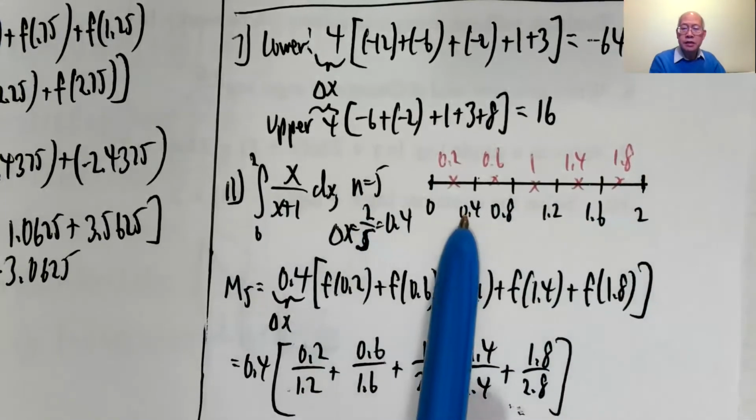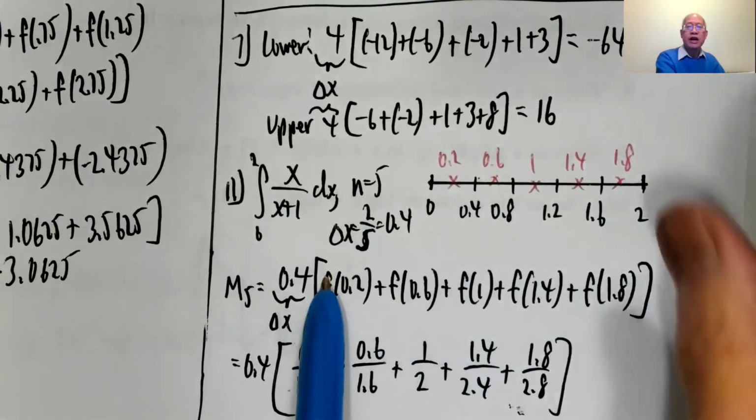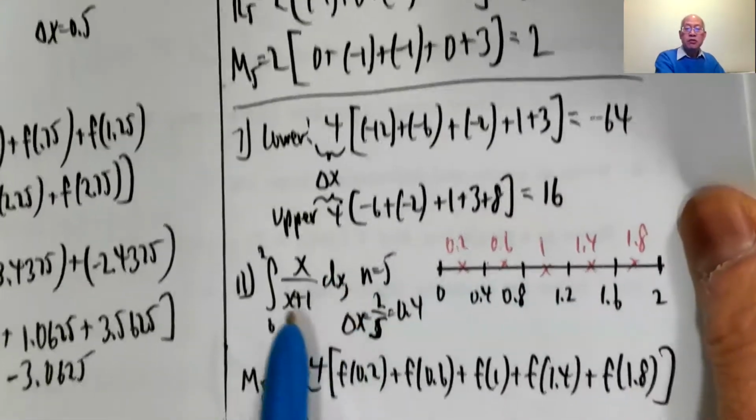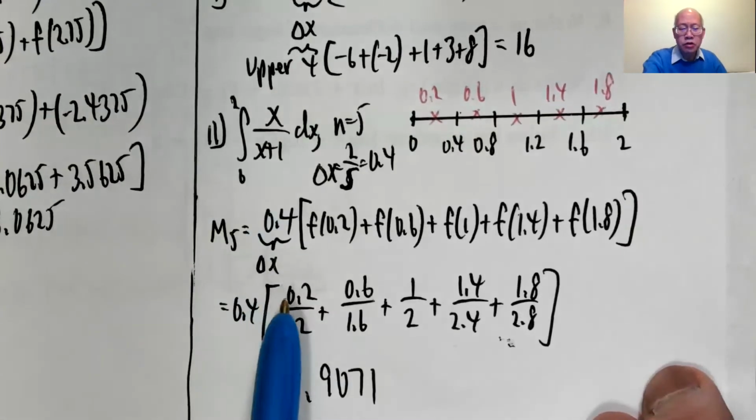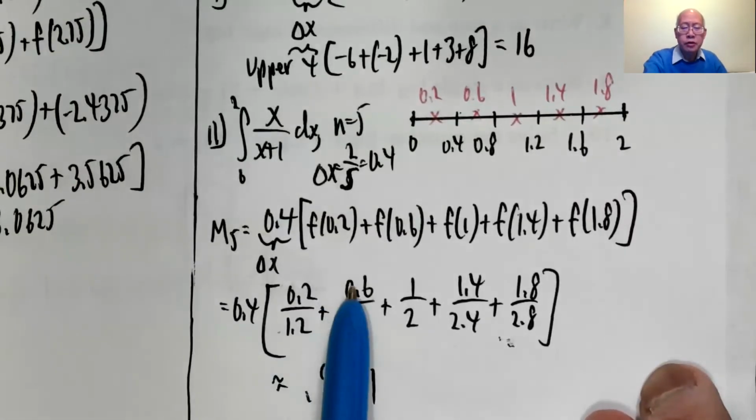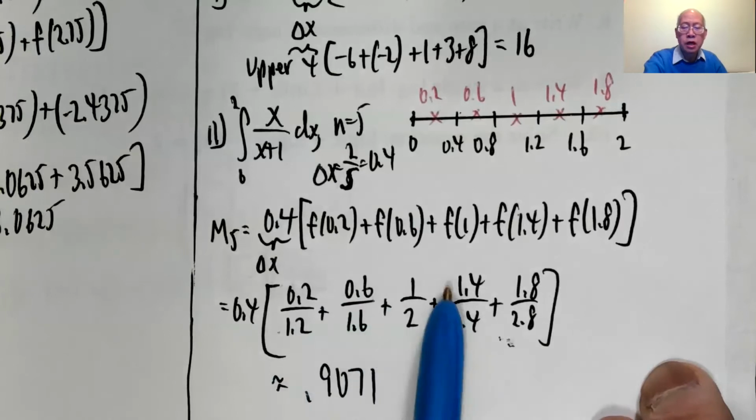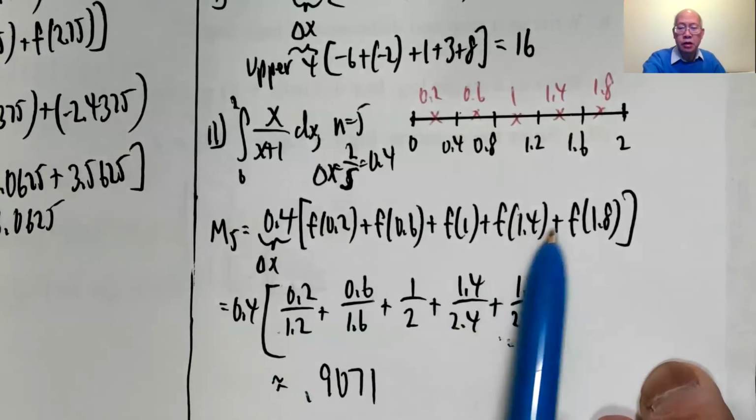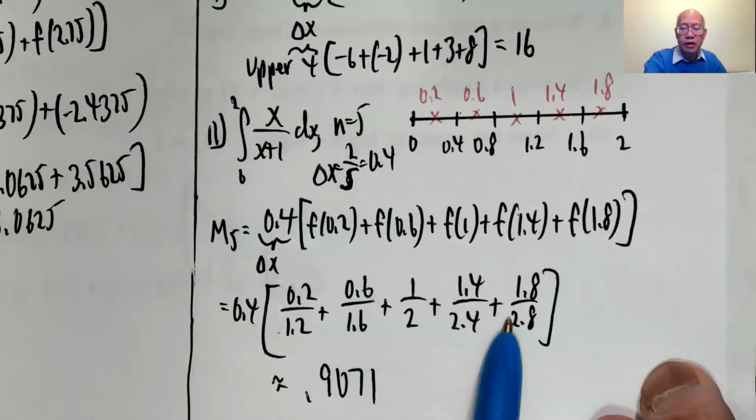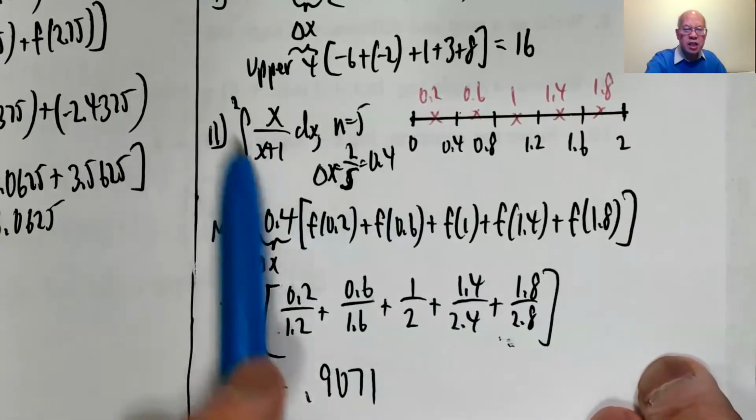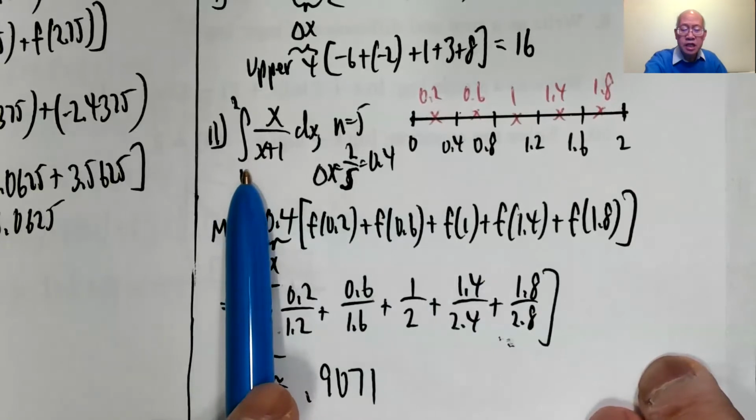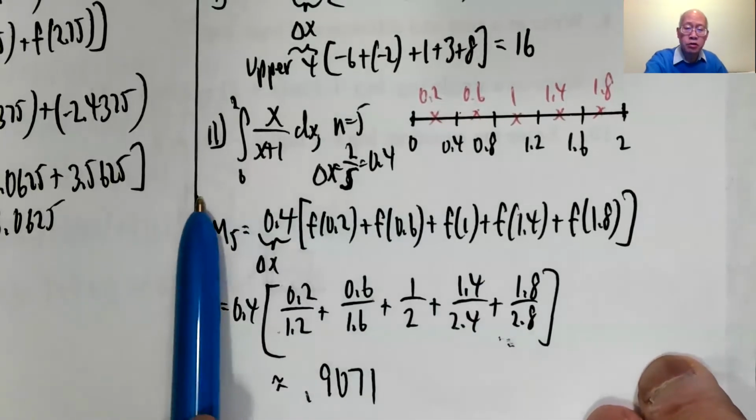Caution, don't plug in these numbers; you want the function value. The function was x over x plus 1. So 0.2 over 1.2, 0.6 over 1.6, 1 over 2, 1.4 over 2.4, and 1.8 divided by 2.8. Add them all up. Our approximation for this integral, which in this case is positive, so it's the area under the curve, is approximately 0.9071.